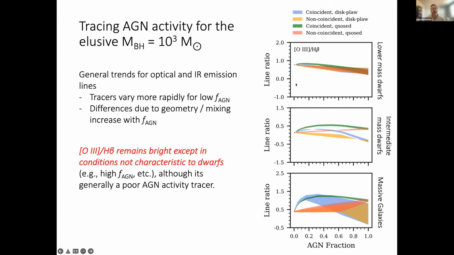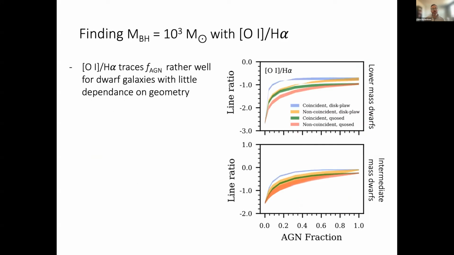O3 over H beta doesn't trace the AGN fraction all that well. There's a lot of degeneracy, so we need a different emission line to really help us out with that task. This is where the O1 over H alpha line ratio comes in. O1 over H alpha traces the AGN fraction rather well. It's much less sensitive to geometry and the mixing methodologies I showed previously.